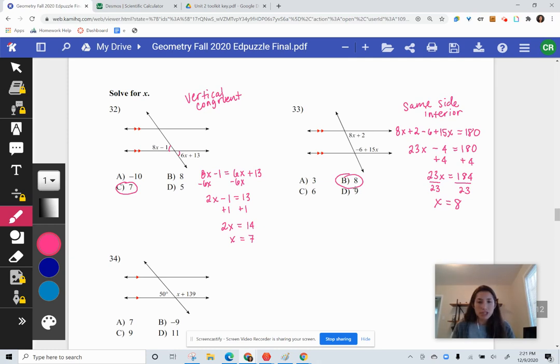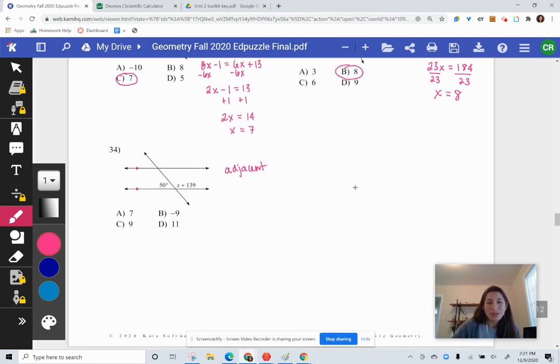And then our last angle relationship here, these are called adjacent angles. They're next to each other. And in addition to that, they form a linear pair. So these angles also add to 180. So we should be able to say 50 plus x plus 139 equals 180. I would combine like terms for this. So if you combine 139 with 50, that's going to be 189.